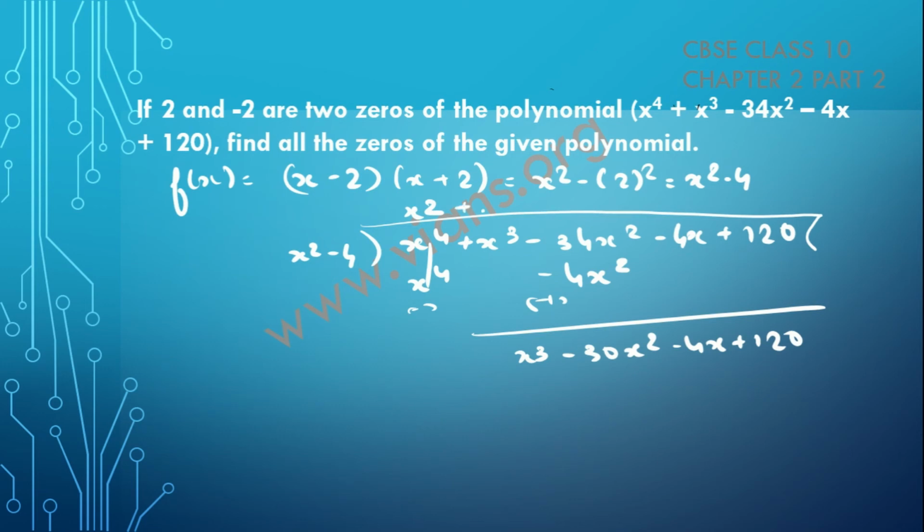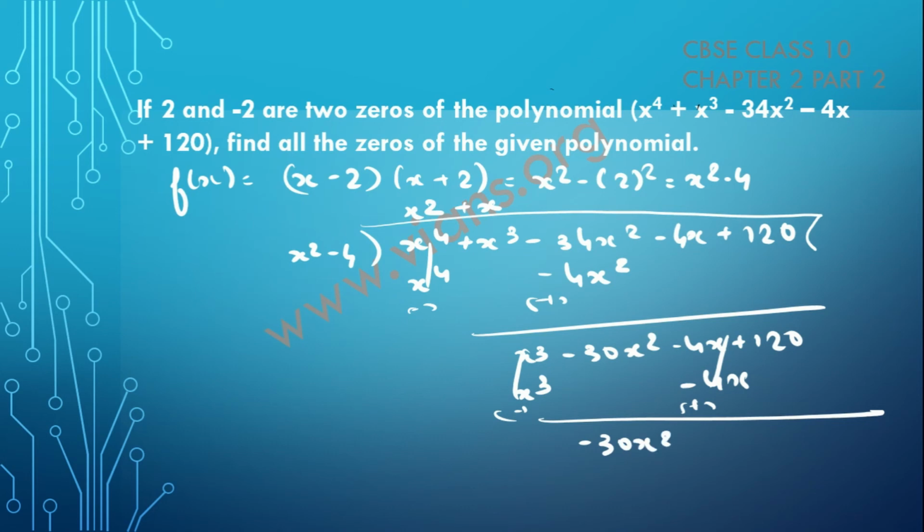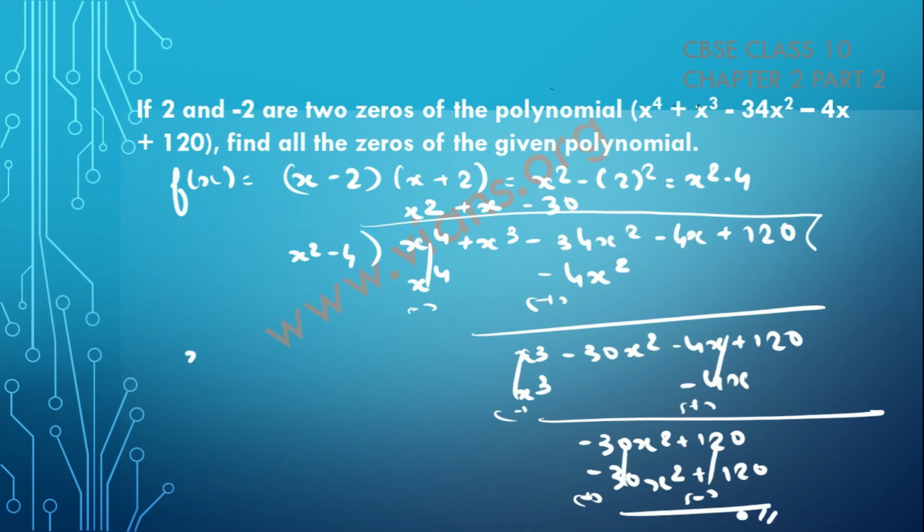X square into something has to give you x cube, that's plus x. X cube minus 4x, the plus x cube goes away, leaving minus 30x square plus 120. X square into minus 30 will give you minus 30x square, minus 4 into minus 30 is plus 120. Reverse the sign. This gives you 0. So that means x square plus x minus 30 is a factor. It's the quotient of this particular dividend divided by this divisor, which means that factors of this are also zeros of that polynomial. So x square plus x minus 30.